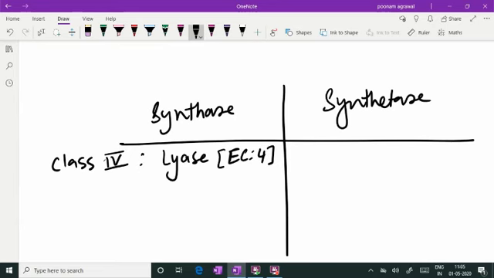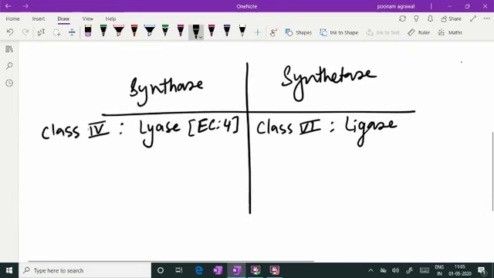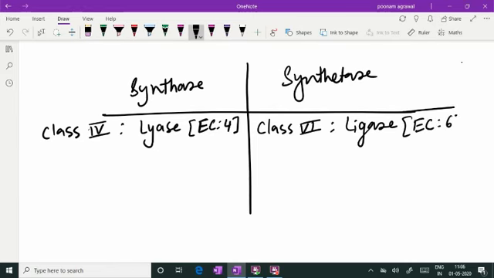On the other hand, synthetase is the enzyme which is a member of class 6 of enzyme classification, that is ligase enzyme, ligase class of enzyme. It belongs to the ligase class of enzyme and this is the 6th class of enzyme, so enzyme commission number 6 is given to it.